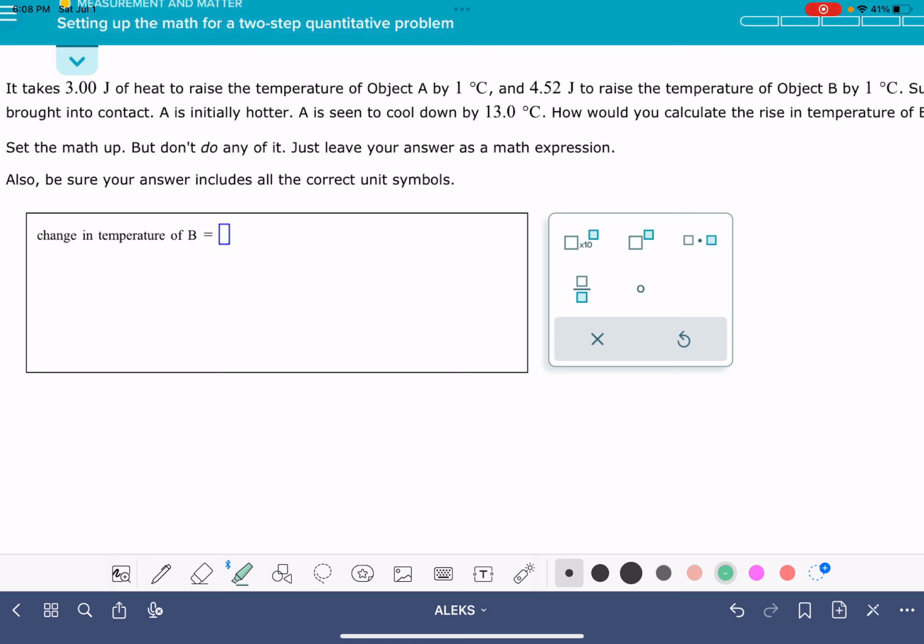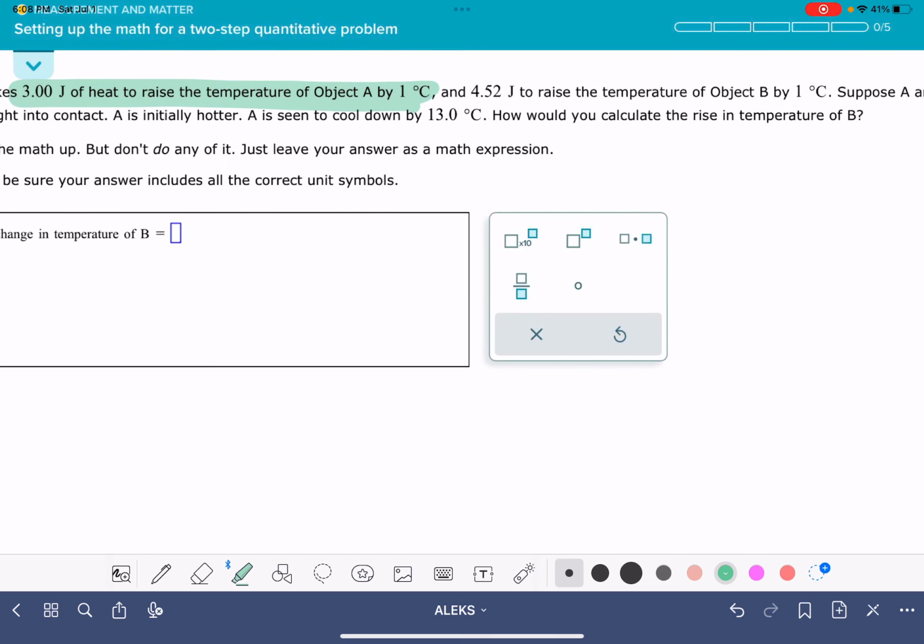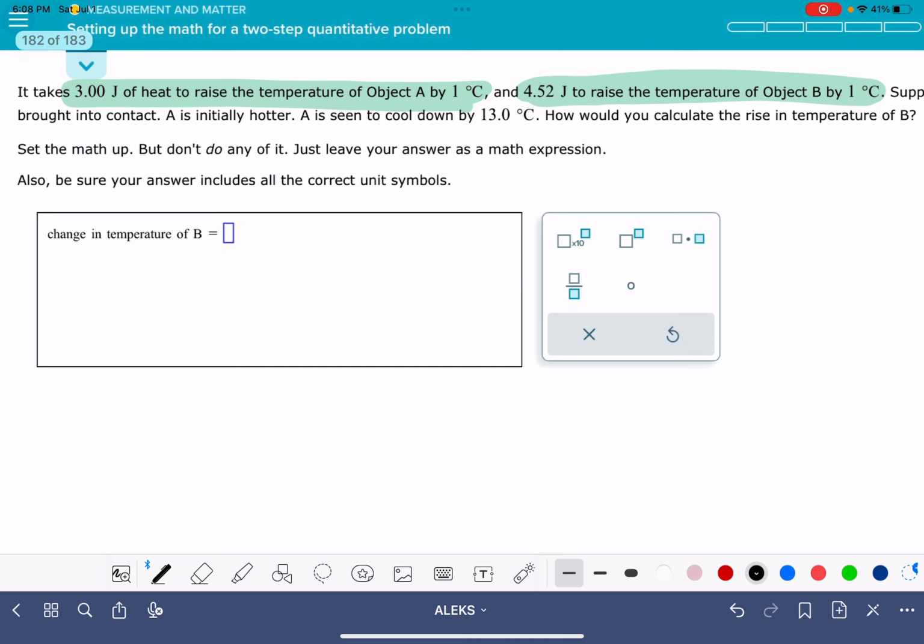So one of the conversion factors embedded in this particular problem is right here, and that is not super intuitive as a conversion factor. The other conversion factor is in this place right there. In the other versions of this problem that I've seen, the conversion factors are a lot more obvious than this one. I'm going to take that information and write them in the style of a conversion factor. The first one says 3.00 joules of heat for every 1 degree Celsius. And the second conversion factor is 4.52 joules for every 1 degree Celsius.